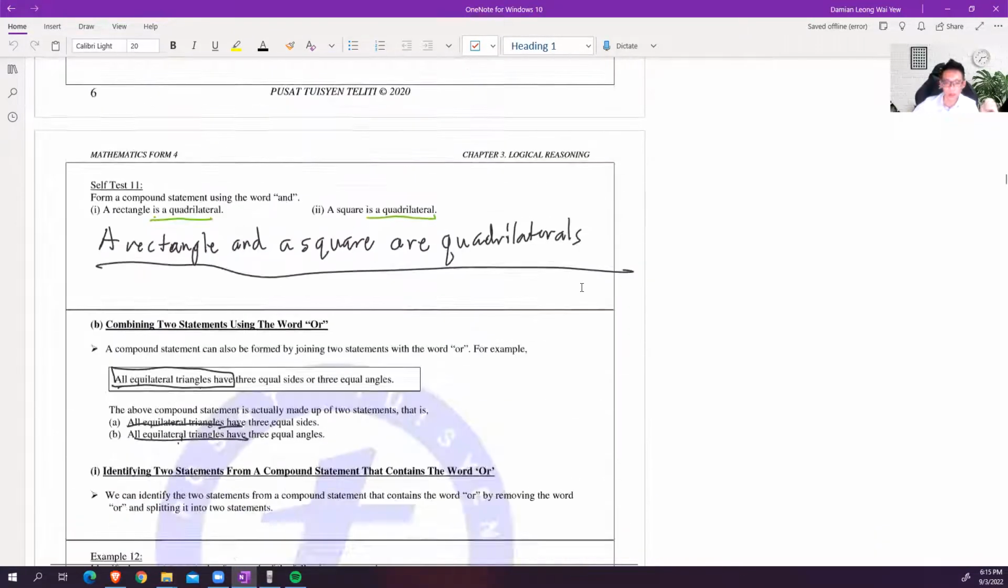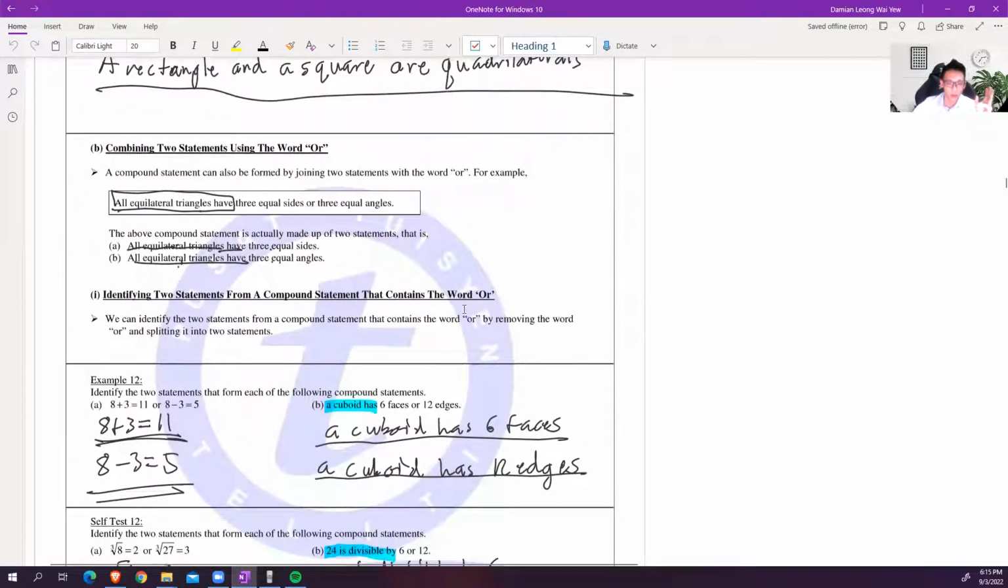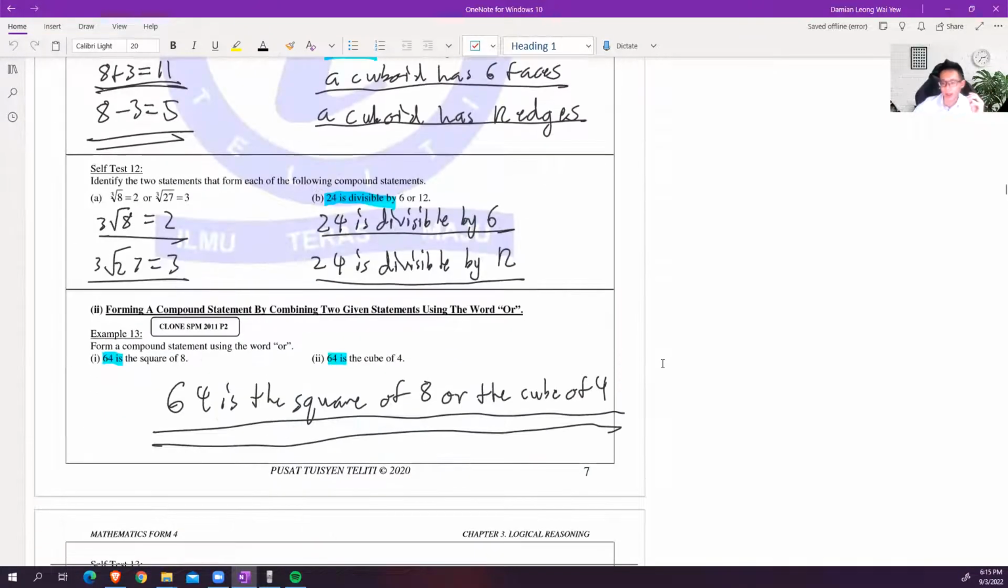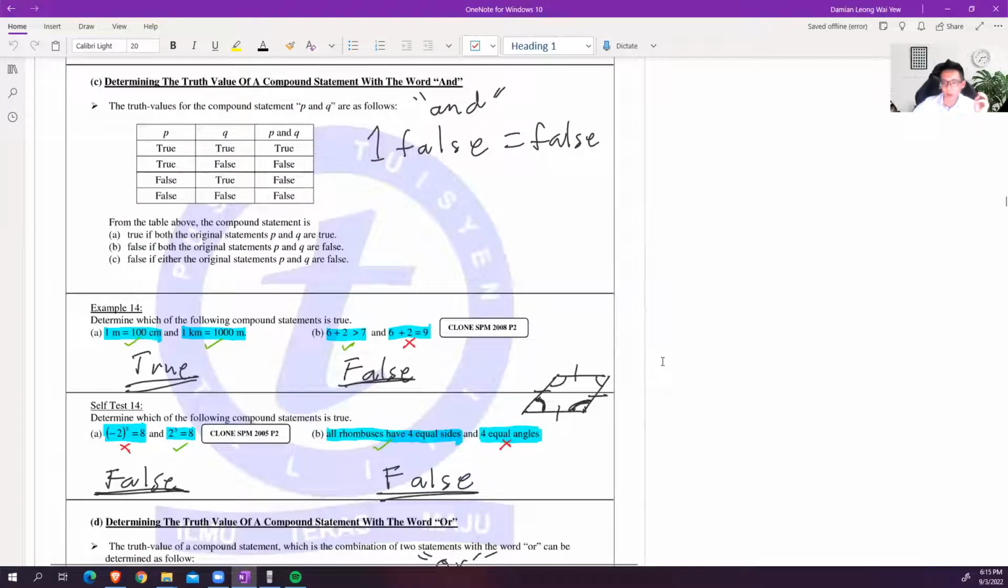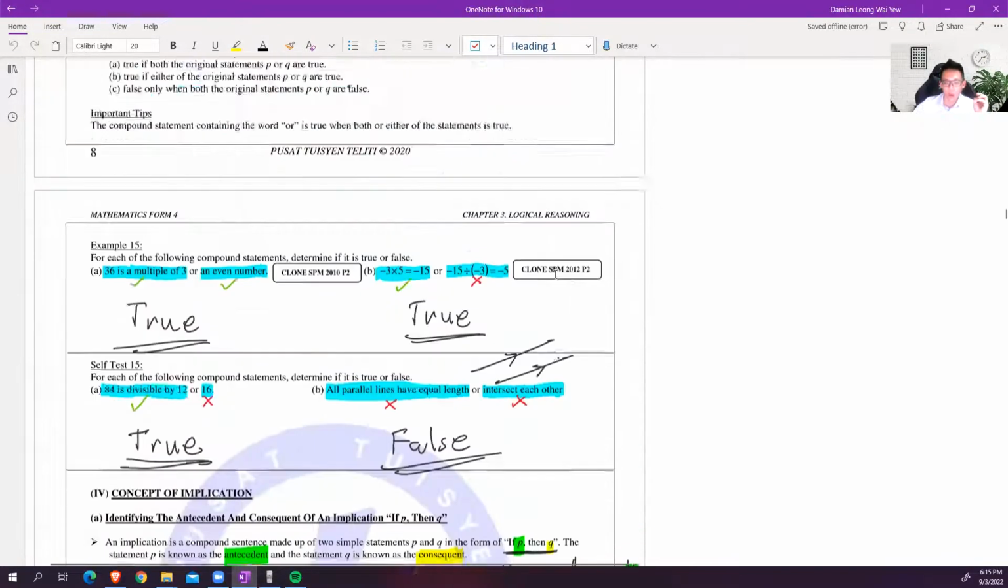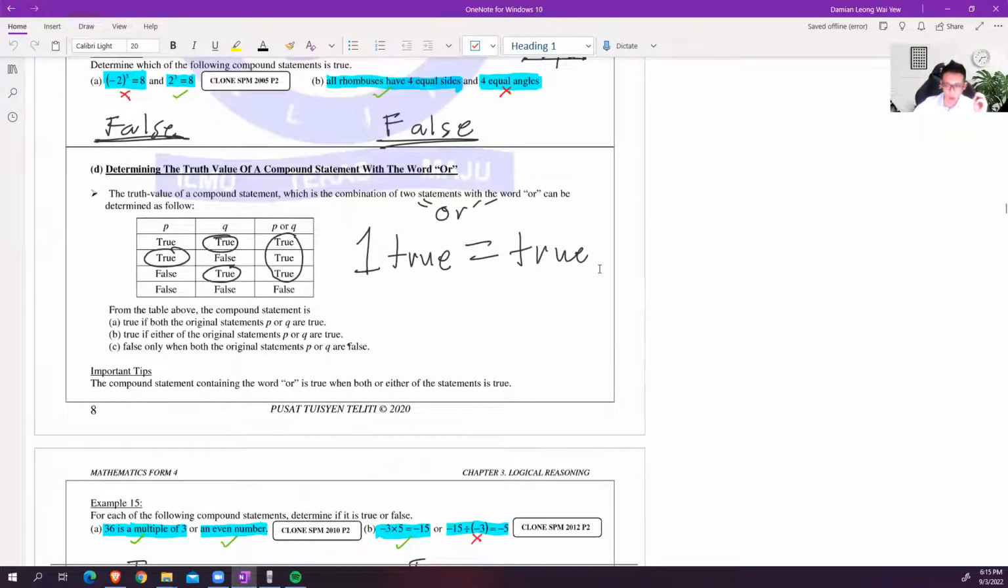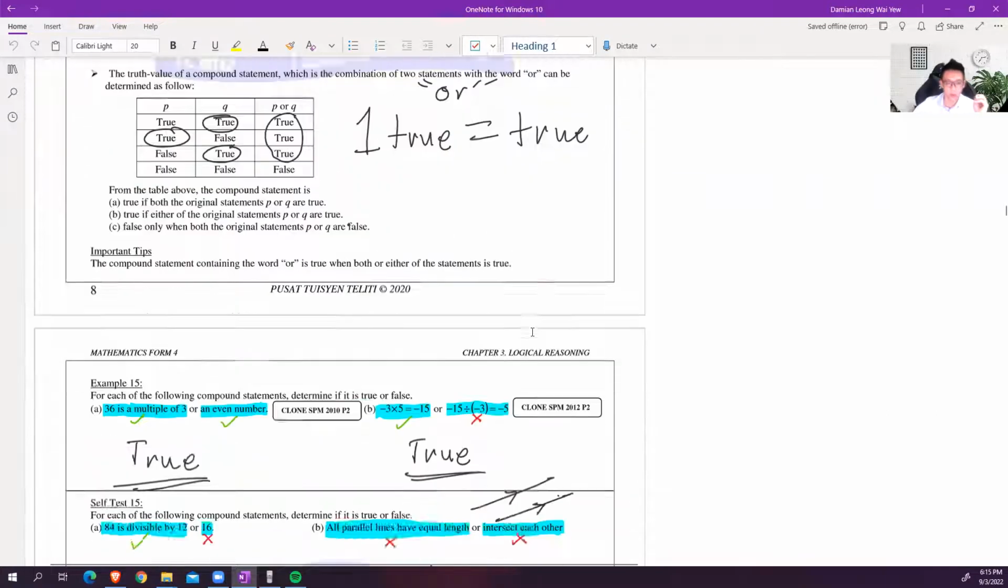Then we can combine statements using and, or. So just need to remember the true or false value for and, or statements. And statements, as long as one of it is false, the whole thing is false. Or statement, as long as one of it is true, then the whole thing is true.